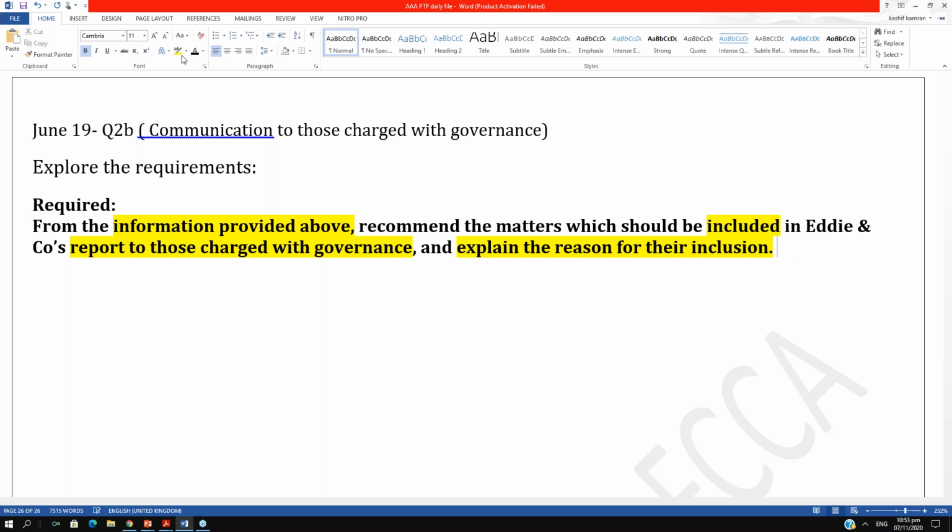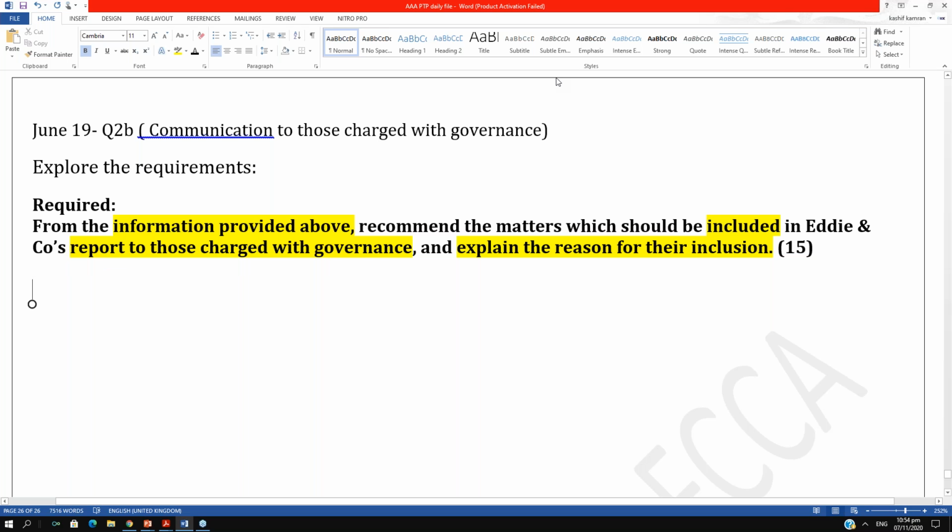So how many marks do we have? 15. Now how would you go about it? Everything in a reporting question, whether it is a report to shareholders or a report to those charged with governance, is worth 1 mark per point, right? So how many marks do we have? 15. So how many points do we need to identify for a 15 marks answer? 15, right? Such a lengthy answer.